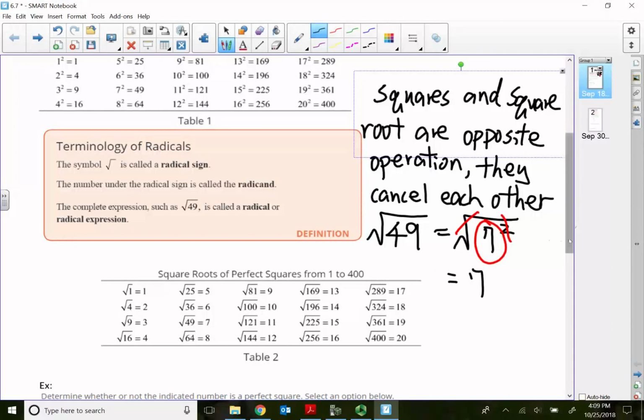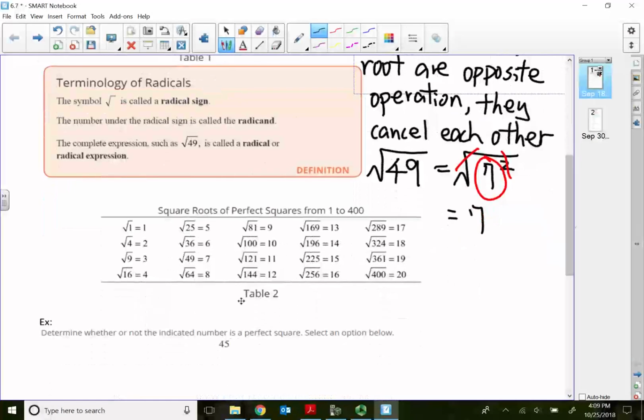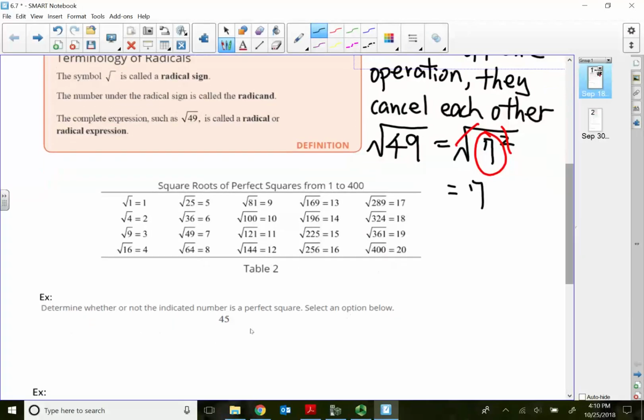All right, so let's try some of these problems. Determine whether or not the indicated number is a perfect square. If you know your multiplication table very well, you know 45 is not a perfect square number, because 45 is somewhere between 36 and 49, which is 6 squared and 7 squared. So 45 being caught somewhere in between makes it not a perfect square number.